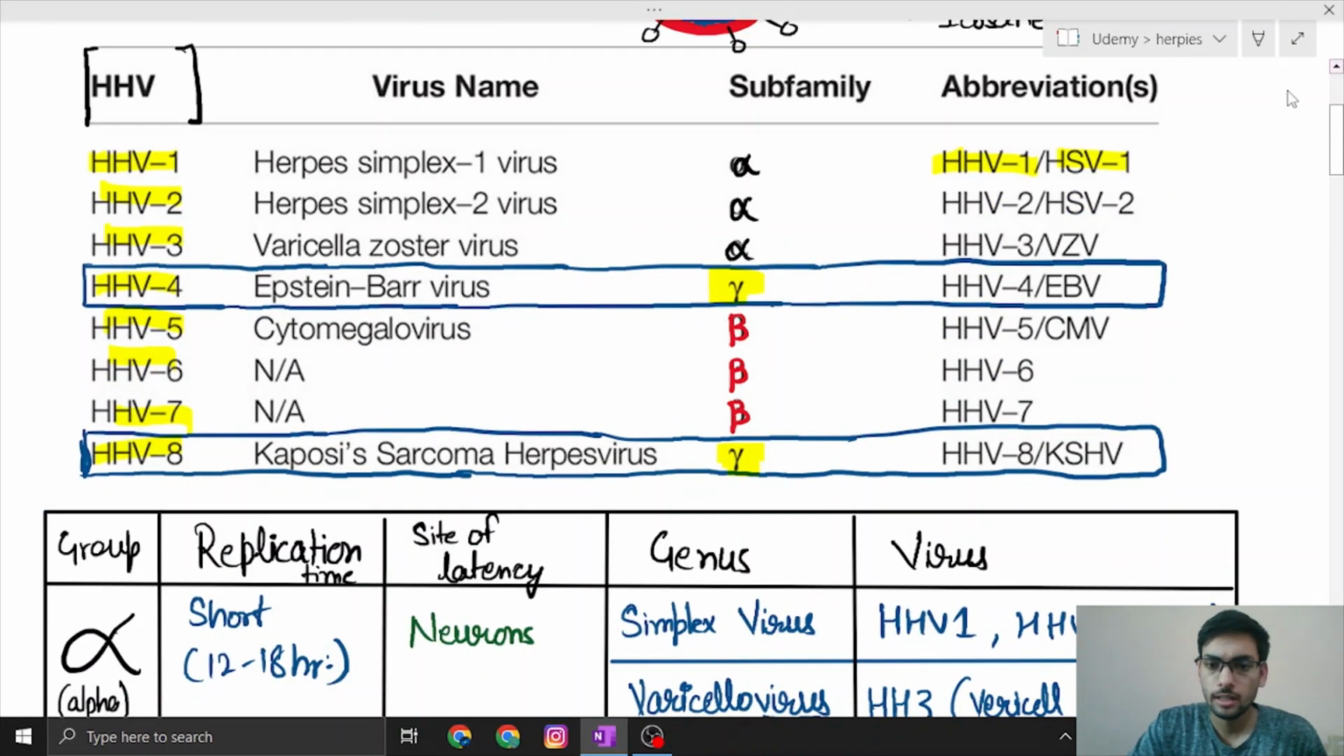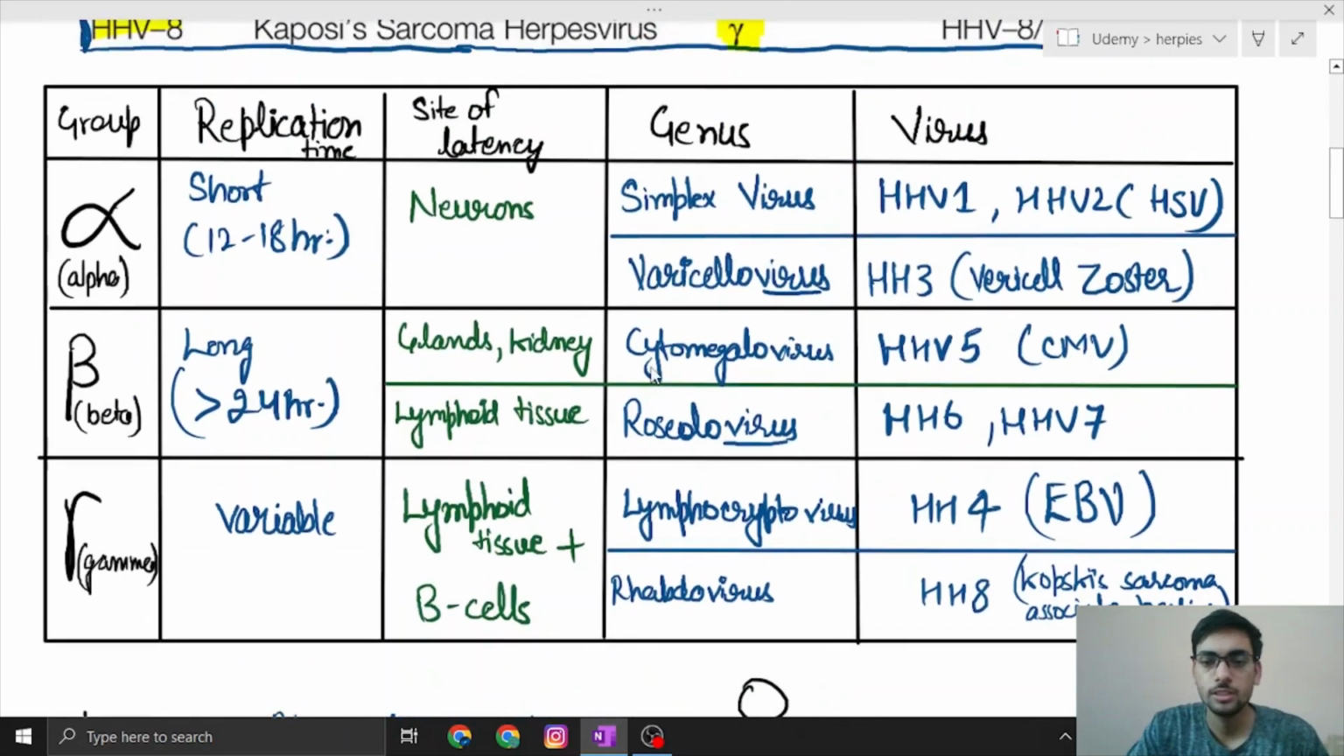Here I have added this table so that you can know. This is the HHV classification, human herpes virus classification, types 1, 2, 3, 4, 5, 6, 7, 8, and here is the abbreviation and which family each belongs to, right? See, 1, 2, 3 belong to the alpha family, 5, 6, 7 belong to the beta family, and 4 and 8 belong to the gamma family. Here are the characters of these members.